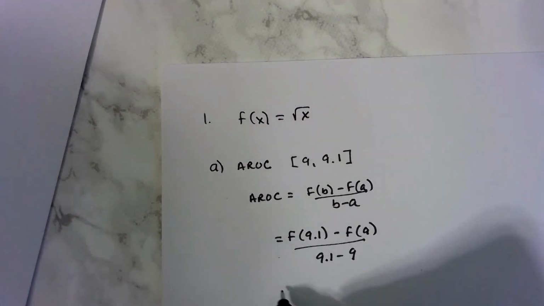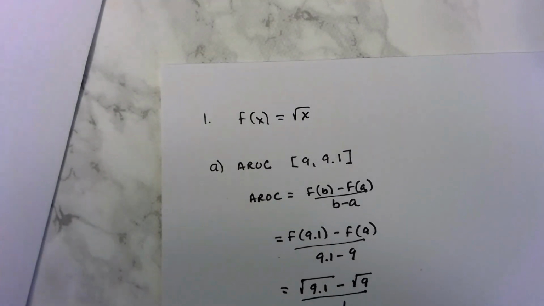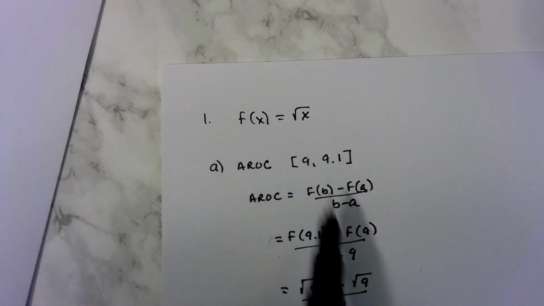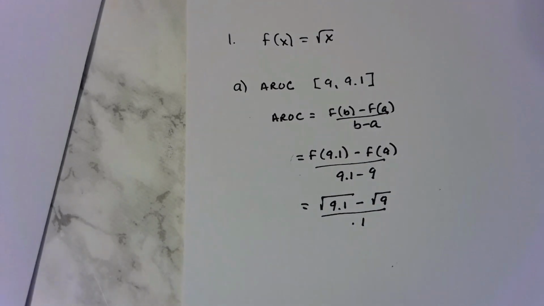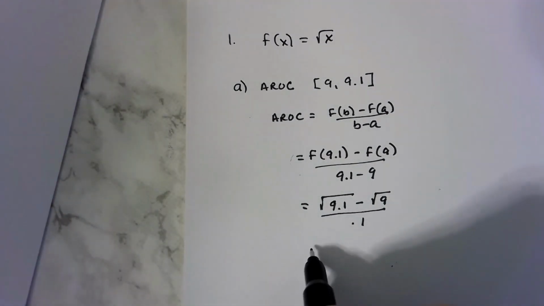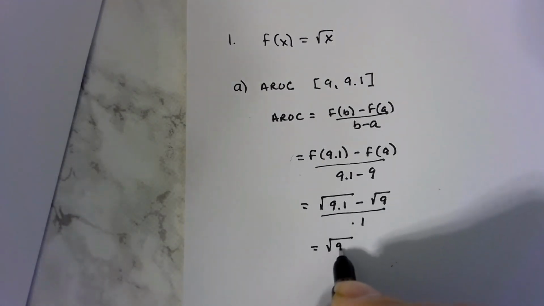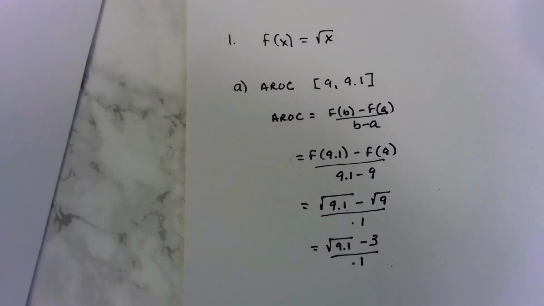And f of 9.1 is just root 9.1. F of 9 is minus root 9 over 0.1, right? So the idea is, I evaluate f of 9.1 and I evaluate f of 9, and then I plug it into that little formula. And I don't know what the square root of 9.1 is. It's 3 point something. So I'm going to leave it like that. I know the square root of 9 is 3 over 0.1, or a tenth.